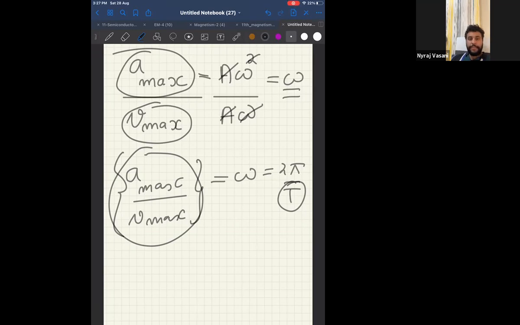Understood? Because yes, A max won't come and V max won't come. I want maximum value of acceleration. I want maximum value of velocity.